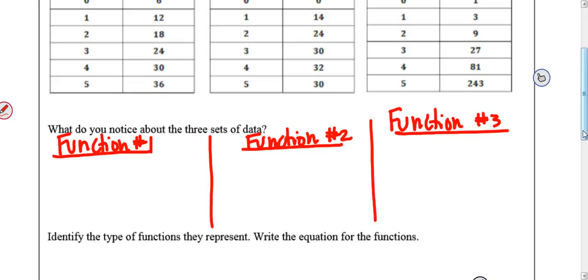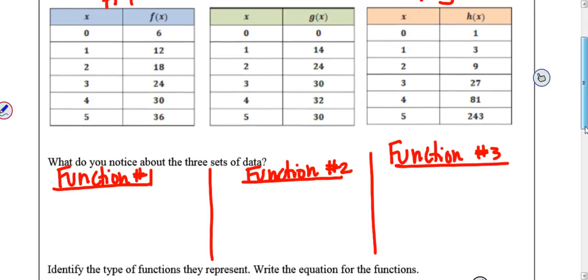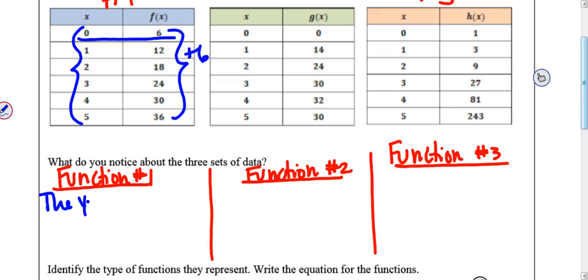So for function number 1, we take a look at this table. When we take a look at this table, we see that when x is 0, y is 6. We see that on our x values, everything is increasing by 1. On our y values, it seems like everything is increasing by 6. So let's go ahead and write in, let's say the y-intercept is (0, 6).